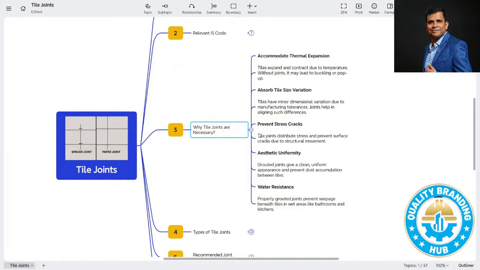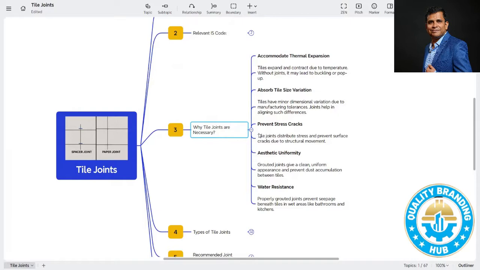The tiles have minor dimensional variation due to manufacturing tolerance. Joints help in aligning such differences. So if there is a minor tolerance difference and you are not providing the tile joint, it will look ugly. So that is why you also need to provide the tile joints.